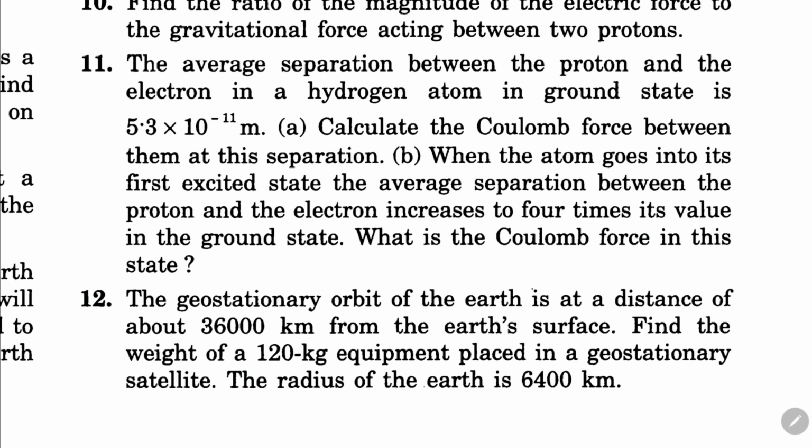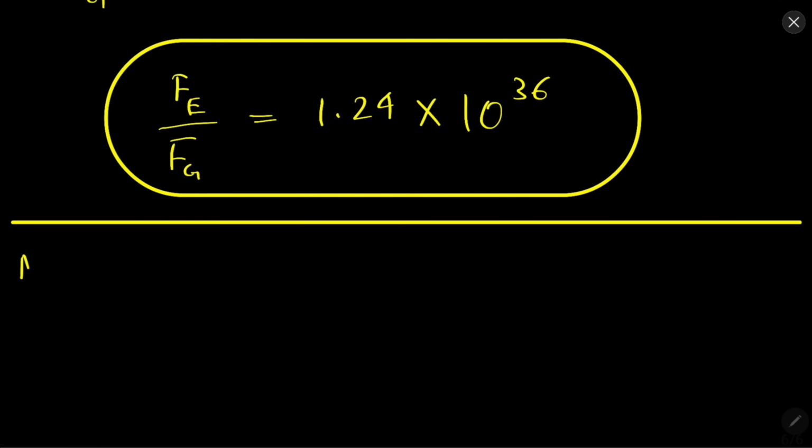Question 11. In this question we have a proton and an electron. Again we have to find the Coulomb force between them, and let's say the atom goes into its first excited state, so the distance between electron and proton will increase. That is, the electron is jumping into a higher orbit, so the distance between the nucleus and the electron's orbit is increased. The distance is increased by 4 times. So now again we have to find the Coulomb's force. We have two situations in which we have to find the Coulomb's force. So this is the 11th.